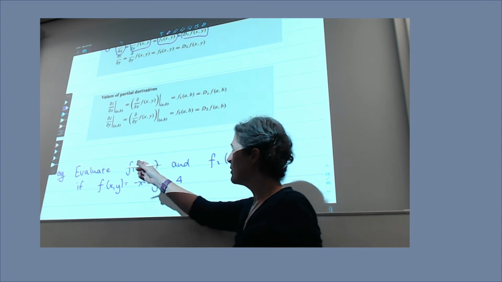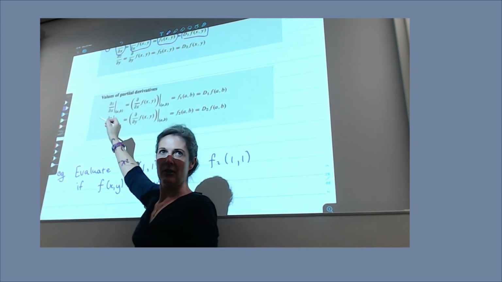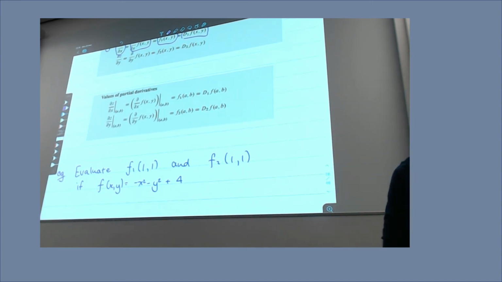Okay. And we use the same notation if we want to evaluate at a point as we do with standard derivatives. So we use the line saying evaluate this at this point here. Exactly as you might expect. All right.